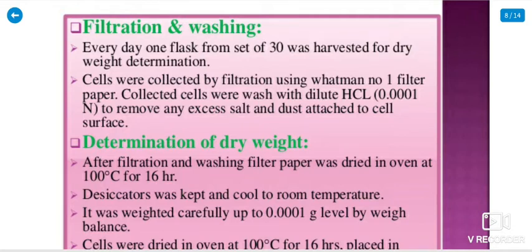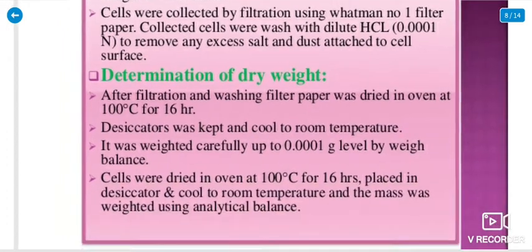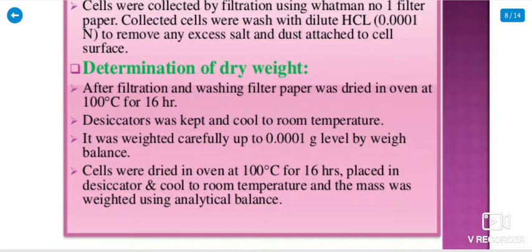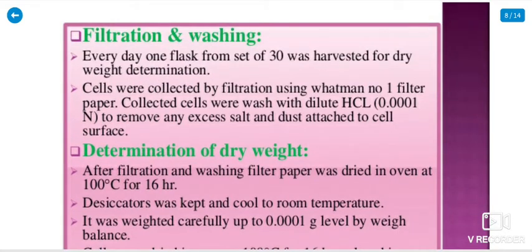It was harvested at a dry weight concentration. The most important materials are distilled water and HCl, for the determination of dry weight. The sample is kept at 100 degrees Celsius for 16 hours, and weighed on a balance with 0.0001 gram precision. The cells placed at 100 degrees Celsius for 16 hours are dried, and then the mass is weighed in the analytical balance.